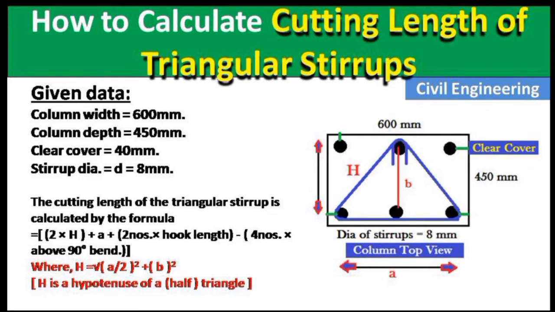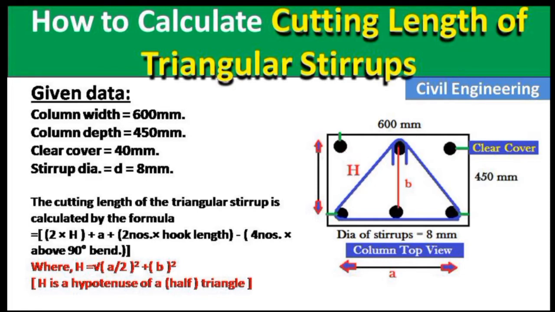I hope you understood that. To calculate the total cutting length, we have to calculate h, a, the hook length, and then subtract the bending portion. Here h is the square root of (a by 2) whole squared plus b squared. I will show you later how this formula came. This is the hypotenuse, this is the perpendicular, this is the base. From here you can calculate h. To calculate h we need the values of a and b.